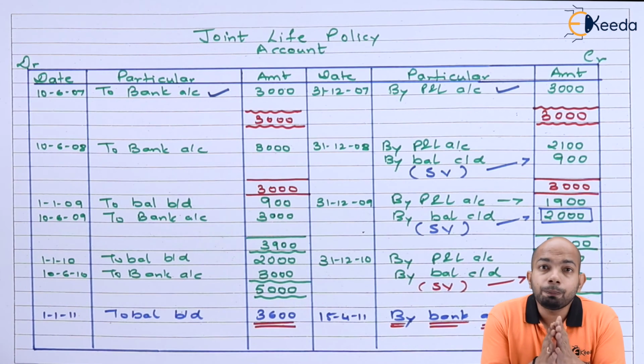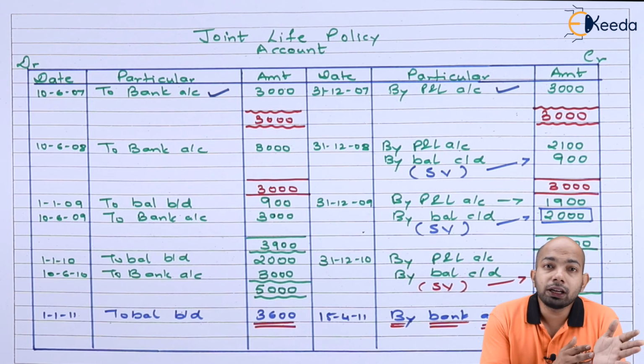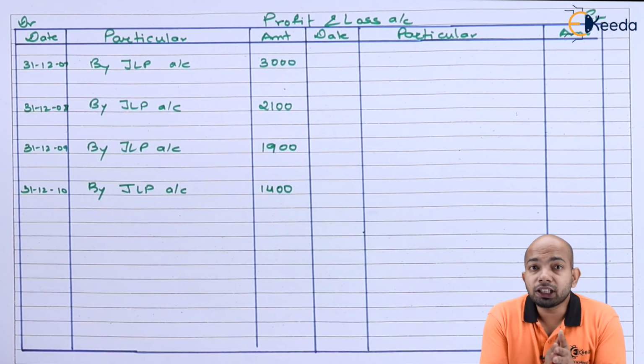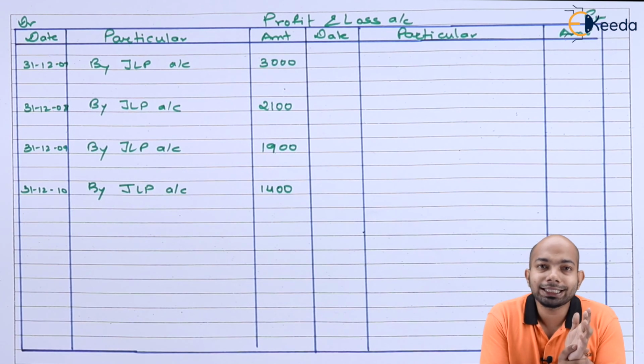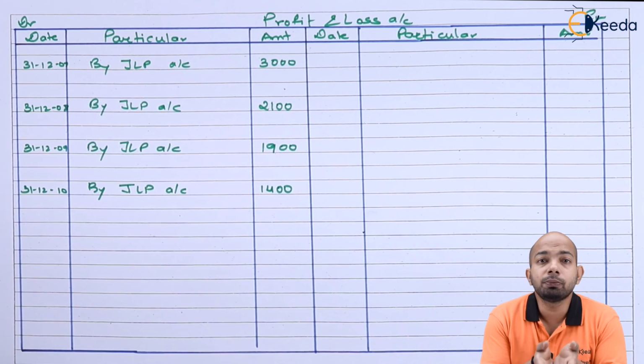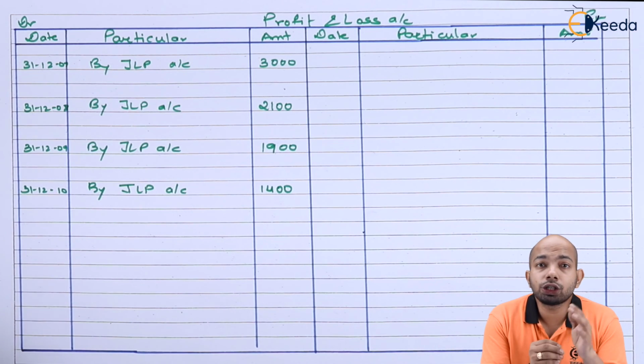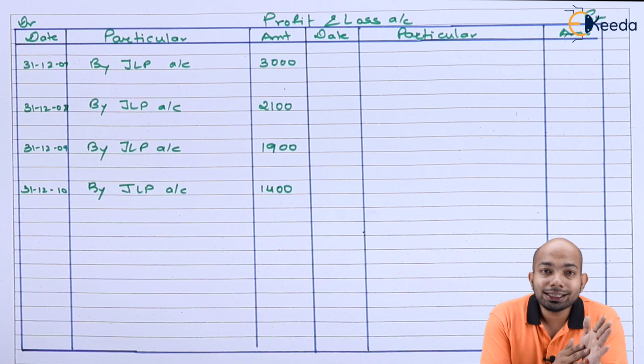We have prepared the joint life policy premium account here. Let's go ahead and prepare the profit and loss appropriation account or the profit and loss account for all 4 years now. Now if you can see, we have prepared the profit and loss account as well. The only difference is that we just have to post the entries that we posted on the credit side of the joint life policy premium account. That has to be moved here every year. So this has been done, and this is how you prepare a joint life policy premium account.